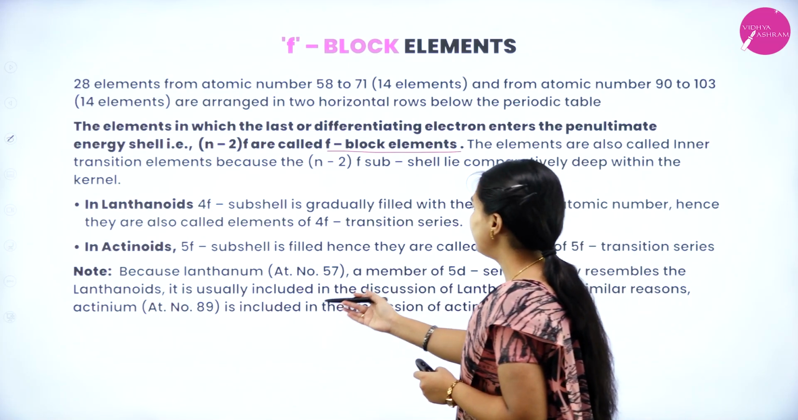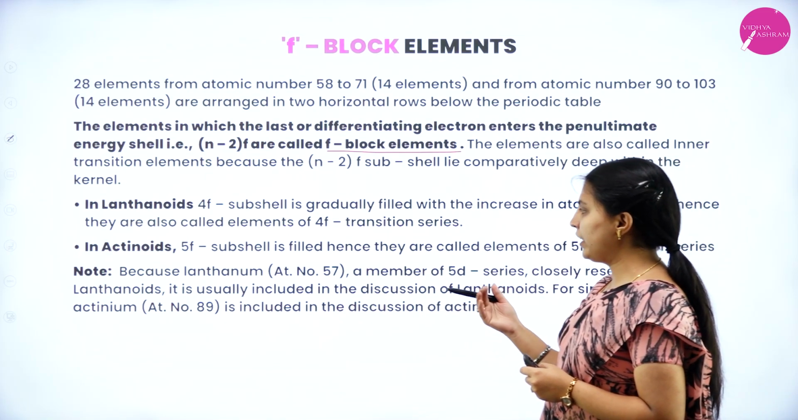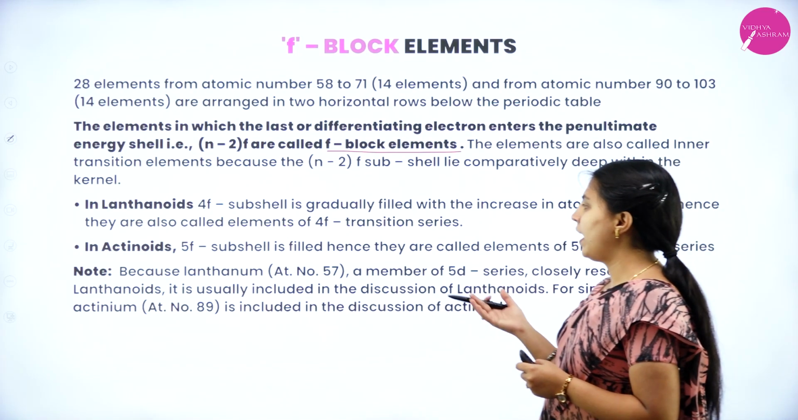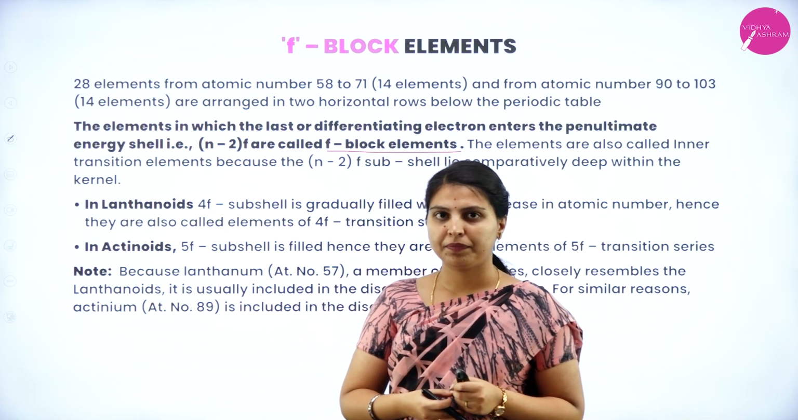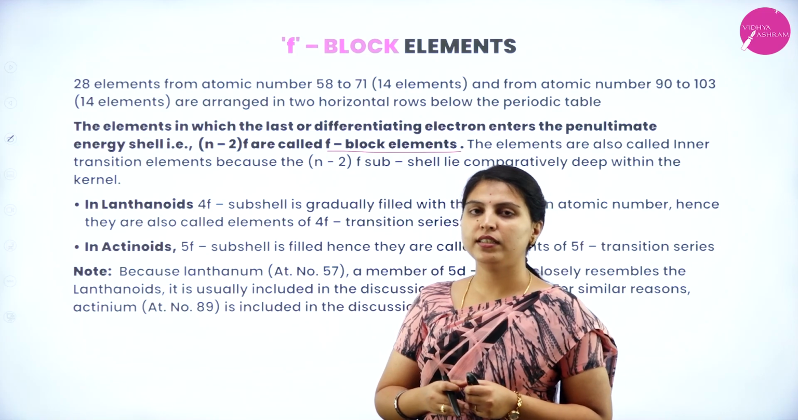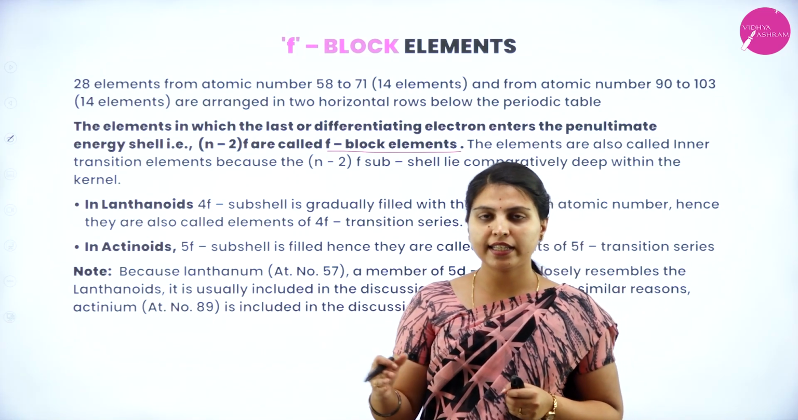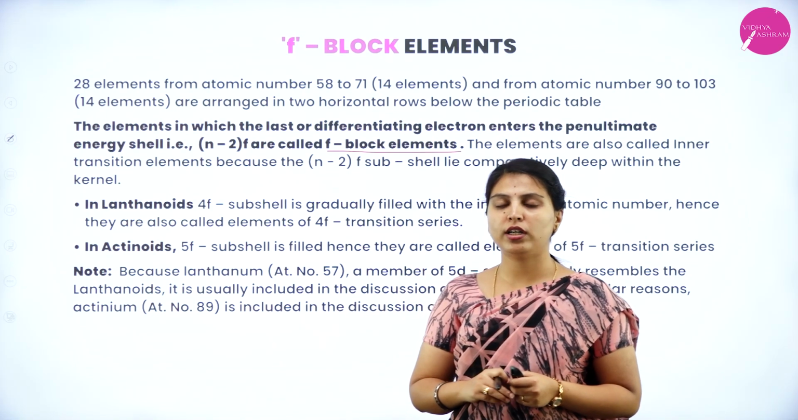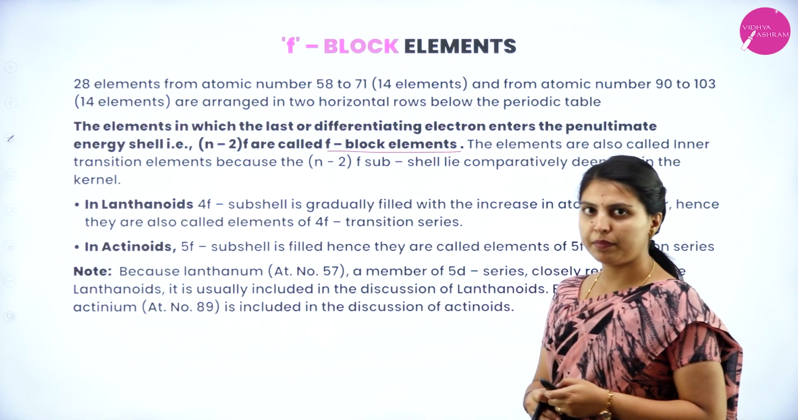Because lanthanum, a member of the 5d series, closely resembles the lanthanoids, it is usually included in the discussion of lanthanoids. For similar reasons, actinium is included in the discussion of actinoids. In the first row, the first element present is lanthanum, so the overall series is called lanthanoids. In the next series, the first element is actinium, so the overall row is called actinoids due to the resemblance in properties.